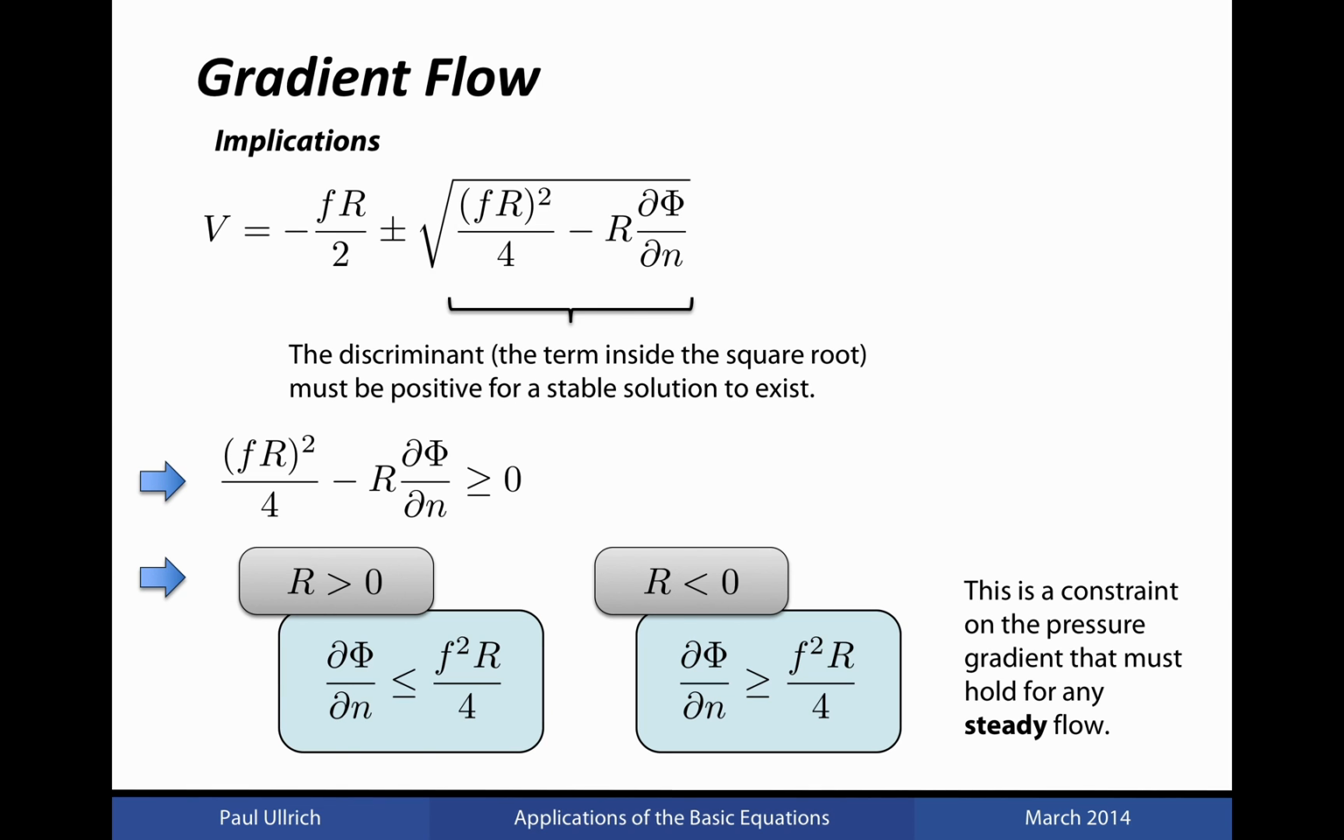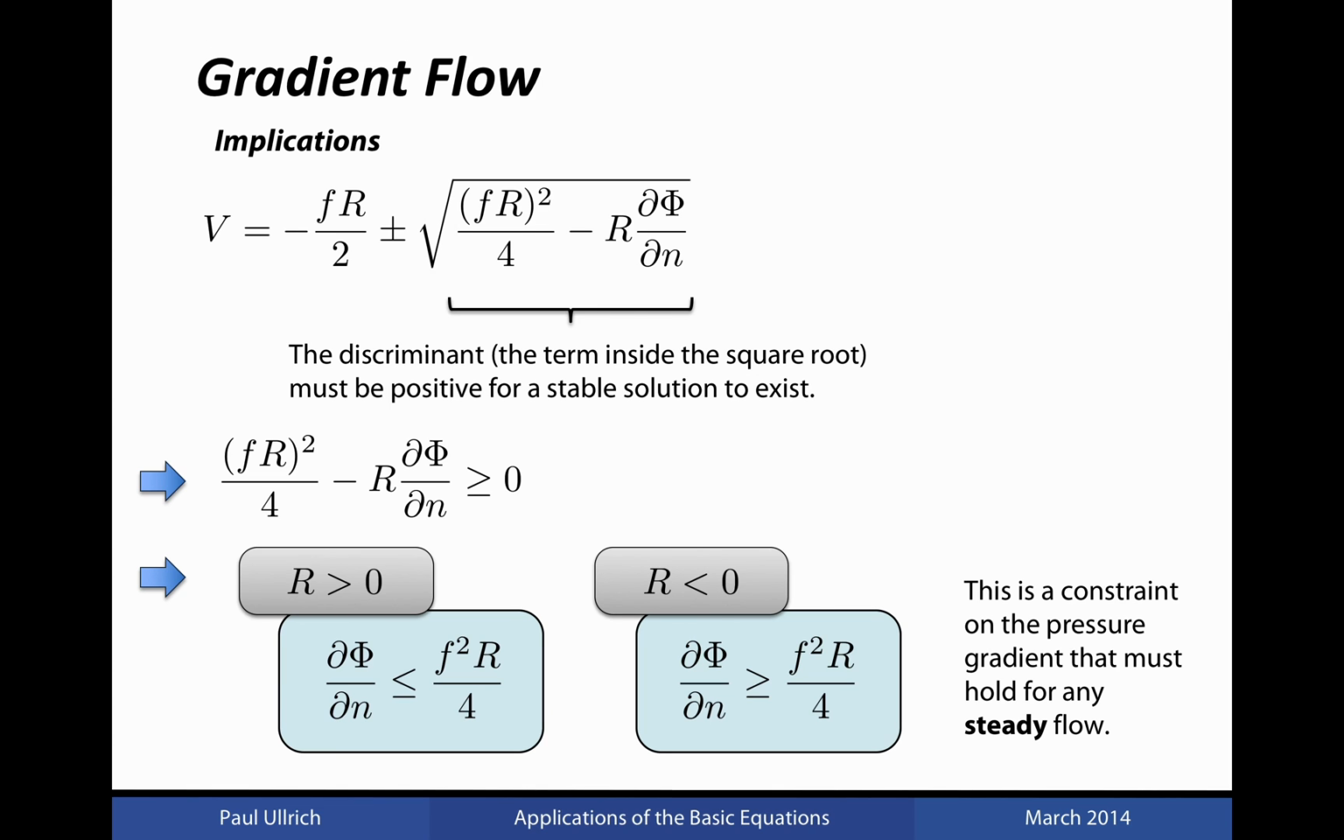There are then two cases that arise from this inequality. One is for the case of positive radius of curvature, in which case the derivative of the geopotential height field in the normal direction must be less than or equal to f squared r over 4. And in the case of a negative radius of curvature, we then have that the derivative of the geopotential height field in the normal direction must be greater than or equal to f squared r over 4.